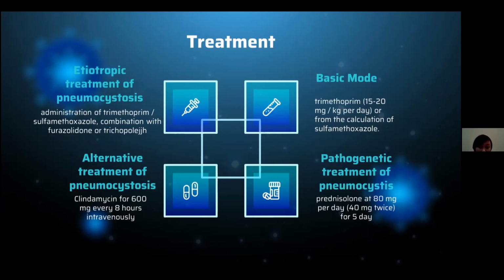The basic mode is that trimethoprim or sulfamethoxazole is prescribed from the calculation of trimethoprim about 15 to 20 milligrams per kilogram per day, or from the calculation of sulfamethoxazole about 75 to 80 milligrams per kilogram per day, intravenously drip for 21 days. The daily dose is divided into 4 doses. After a 2-week admission, it is necessary to carry out a control study of peripheral blood. The development of severe disorders indicates the appointment of folic acid preparation.